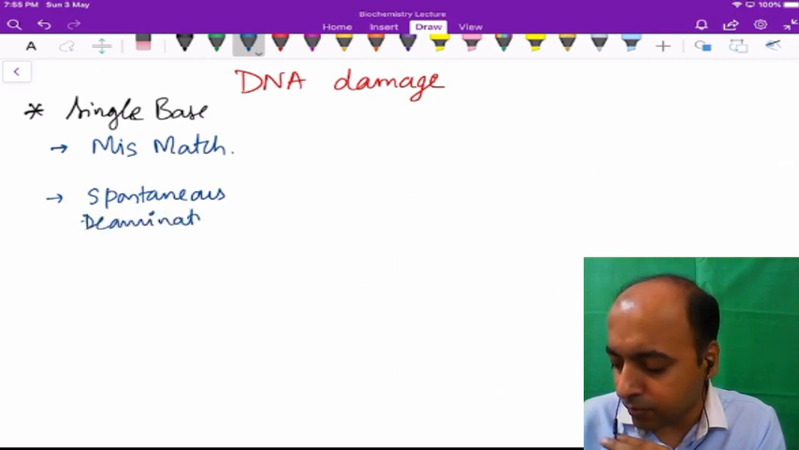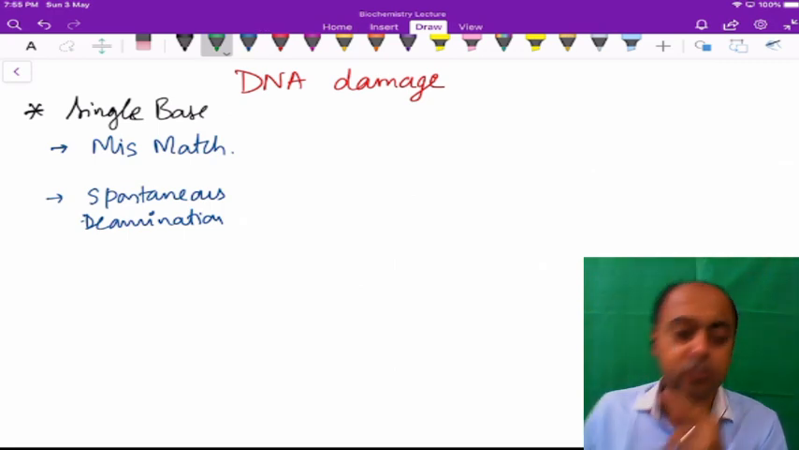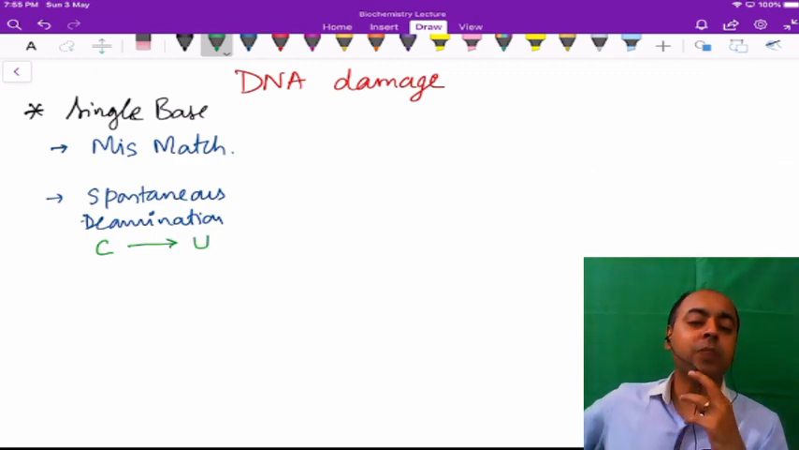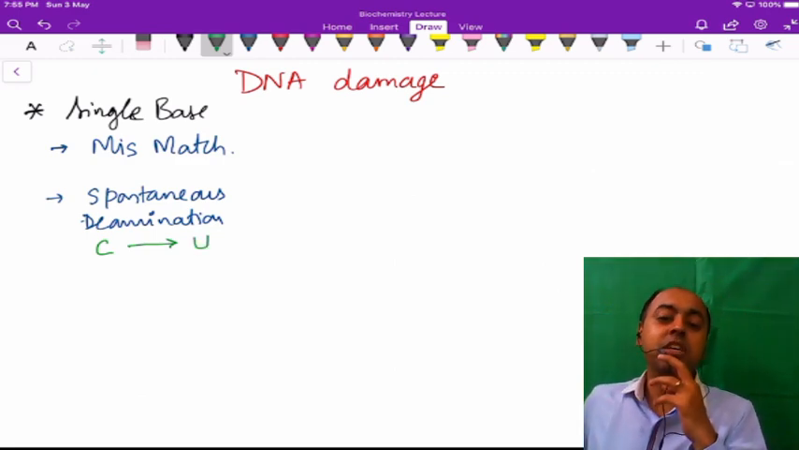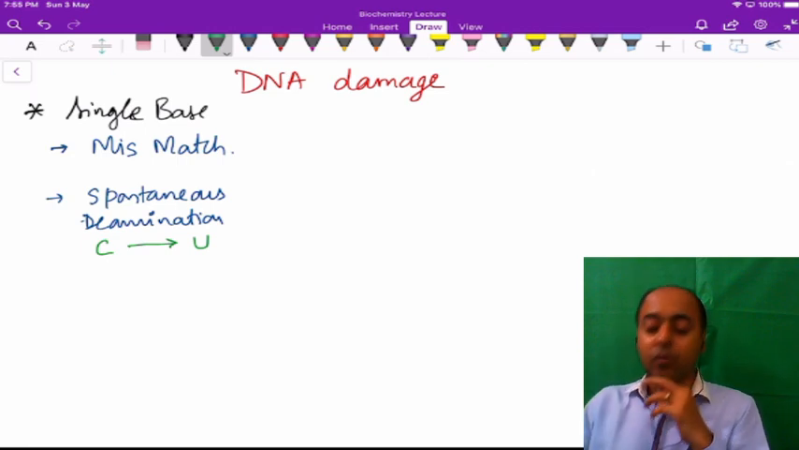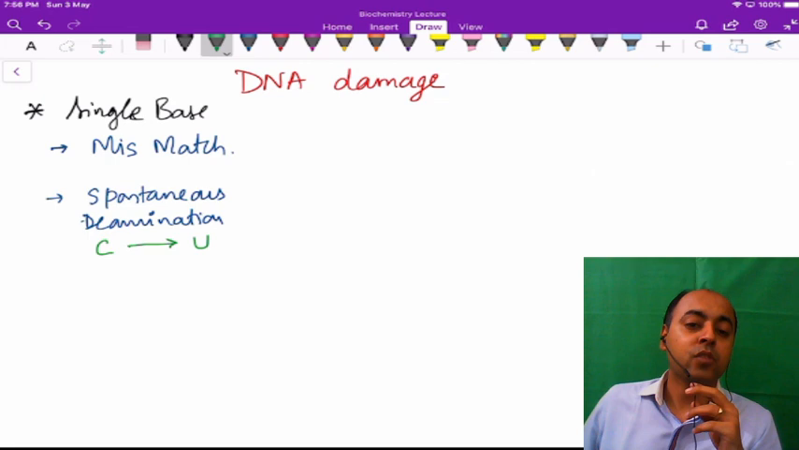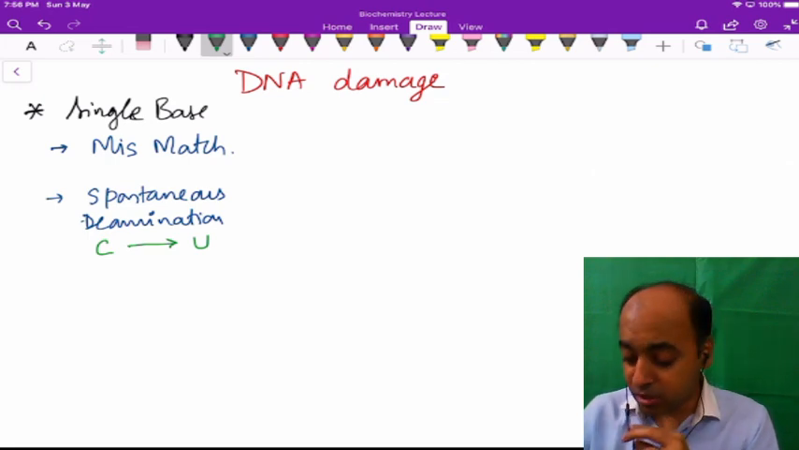Deamination very commonly results in the conversion of cytosine to uracil. You remember when we were doing pyrimidine synthesis, the UTP is converted into CTP. So the backward reaction can occur when there is a lot of free energy in the system, for example from the UV rays or from chemical reactions. If there is free energy, the backward reaction can occur, which is known as spontaneous deamination.